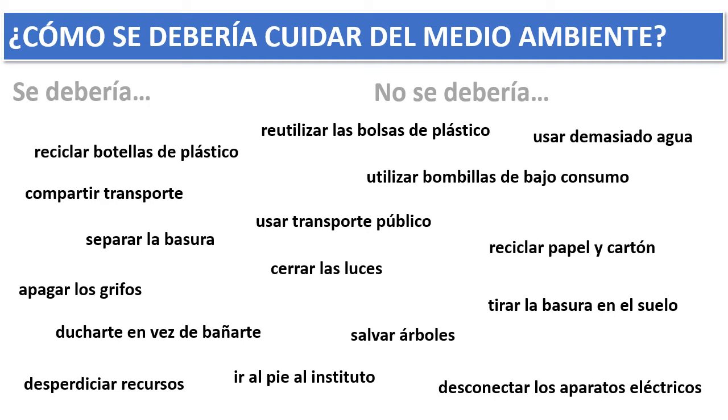What I want you to do is just categorise these words, these phrases and actions into what you should do to look after the environment and what you shouldn't do to look after the environment. It should be pretty straightforward, it'll either be one or the other in this instance. I would write it down. If you don't know the vocab, write down the English as well to support you in future.